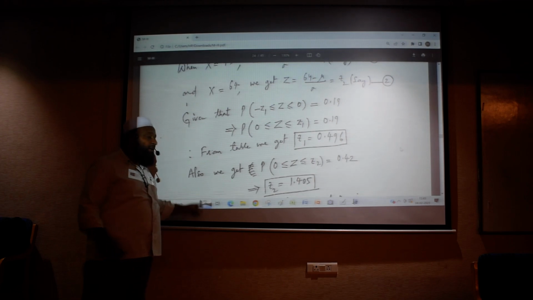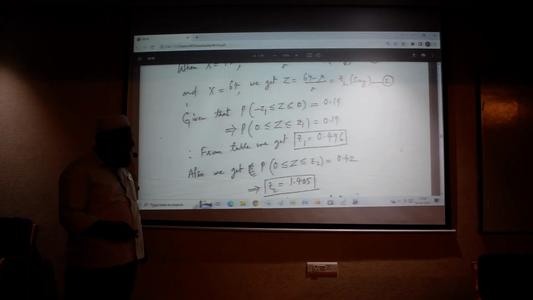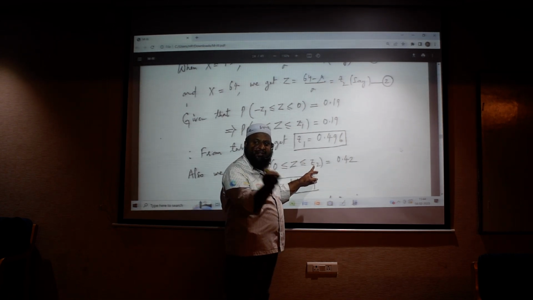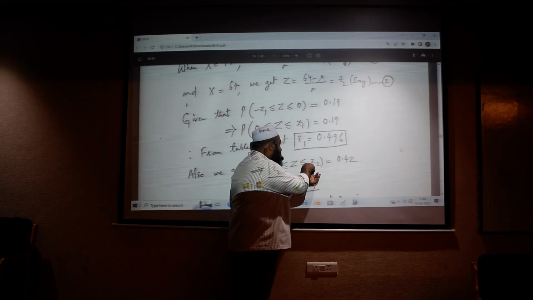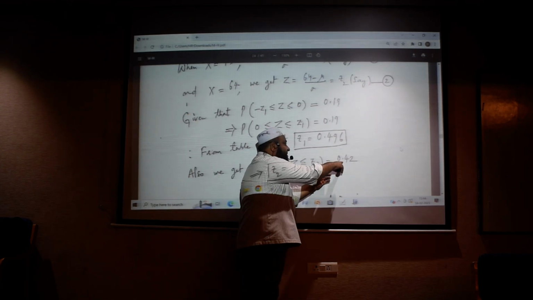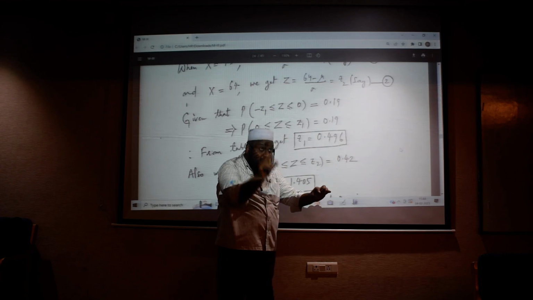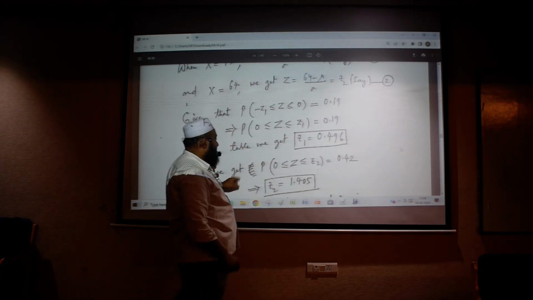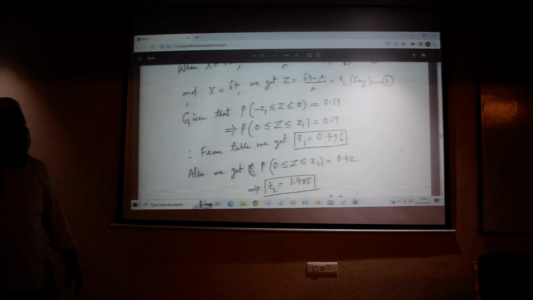Next, we also get z2. From 0 to z2, just a simple point. If I remove z2 and write 2.59, are you getting some area? Now the area is given. You are reversely calculating this, meaning for what z value you get this much area. So z2 is how much? 1.405.